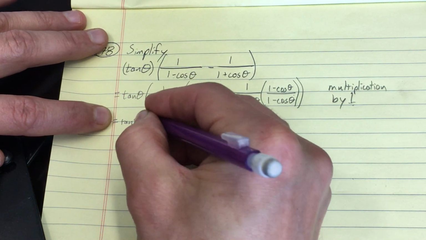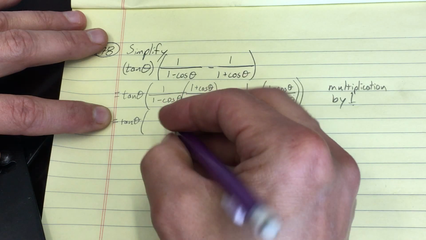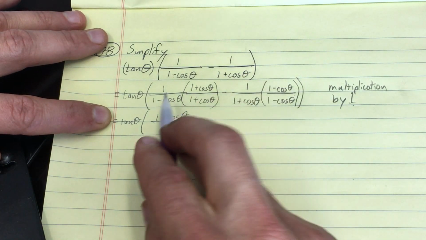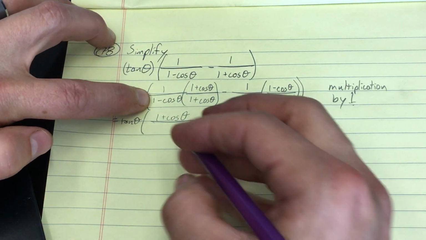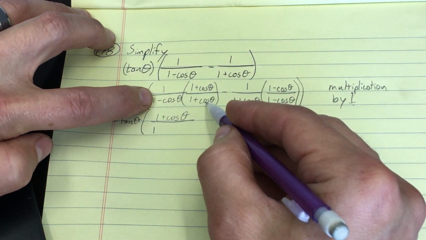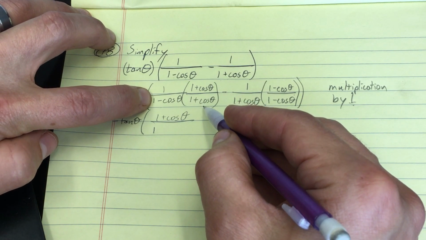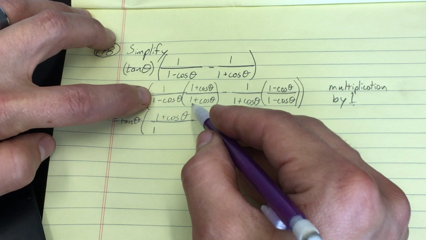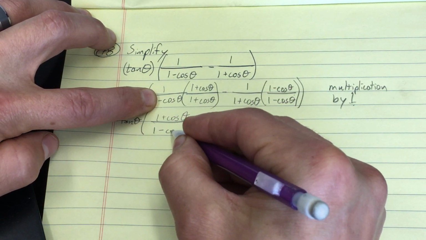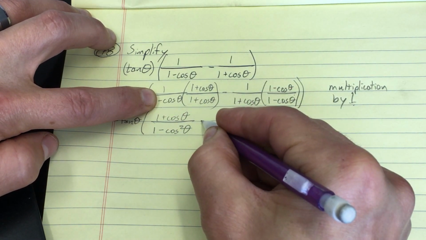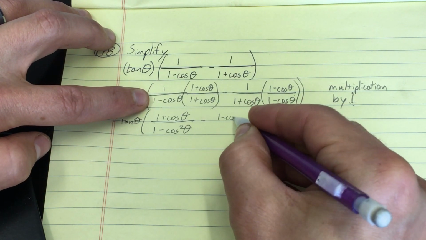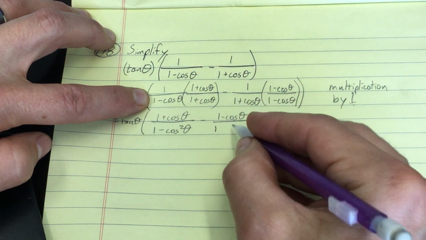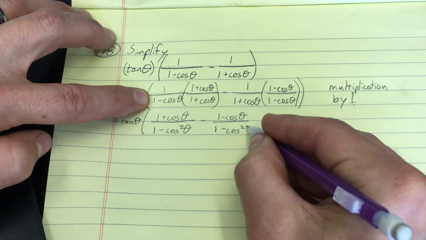Tan theta stays put. Here you have 1 plus cosine theta over, the point of the conjugate is you get 1 times 1, which is 1. The cross terms cancel always when you conjugate. So 1 plus cosine theta, minus cosine theta times 1, those cancel, minus cosine squared theta. Negative 1 minus cosine theta. Same thing happens over here. 1 times 1, cross terms cancel, minus cosine squared theta.